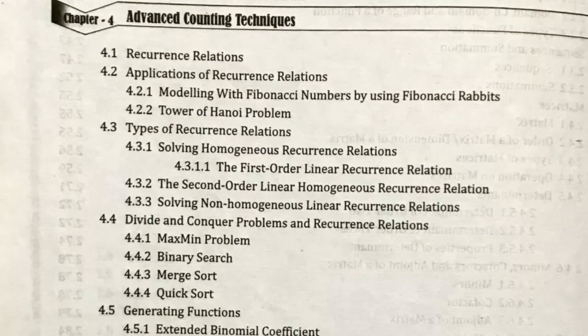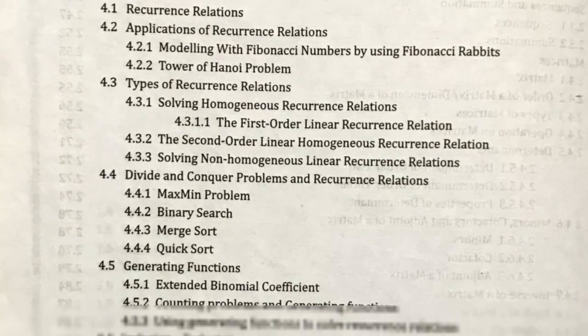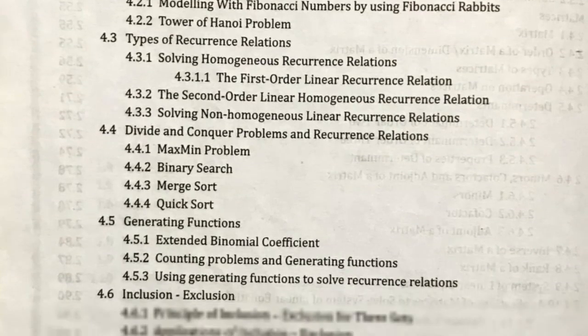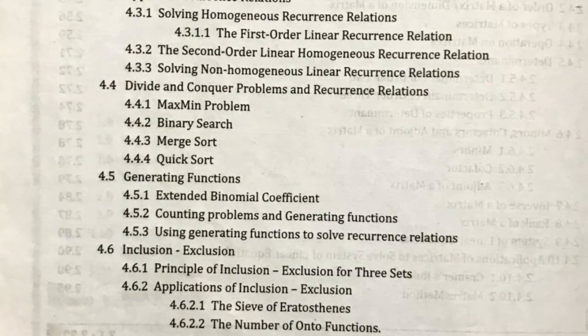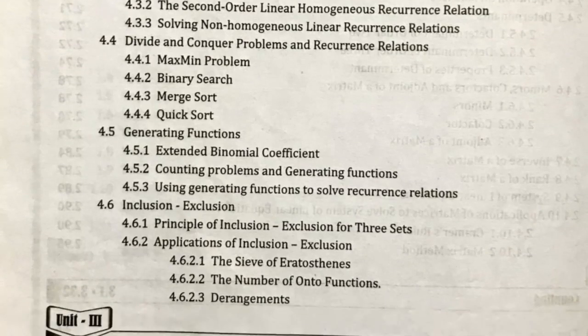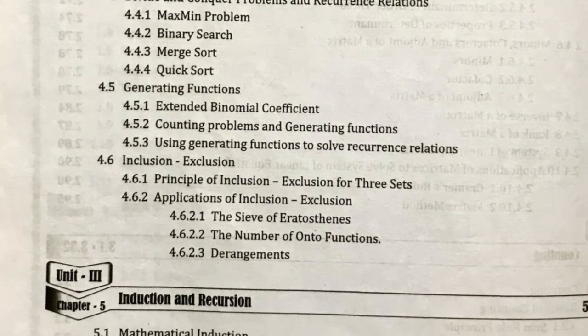Then moving on to chapter 4, we have advanced counting techniques, where we'll be learning the applications of recurrence relations, modeling with the Fibonacci series and Tower of Hanoi problems. Then you have types of recurrence relations, solving homogeneous and non-homogeneous relations, and then first and second order homogeneous problems. Then you have divide and conquer problems, which we'll use to solve maxima, minima problems, binary search, merge sort and quick sort.